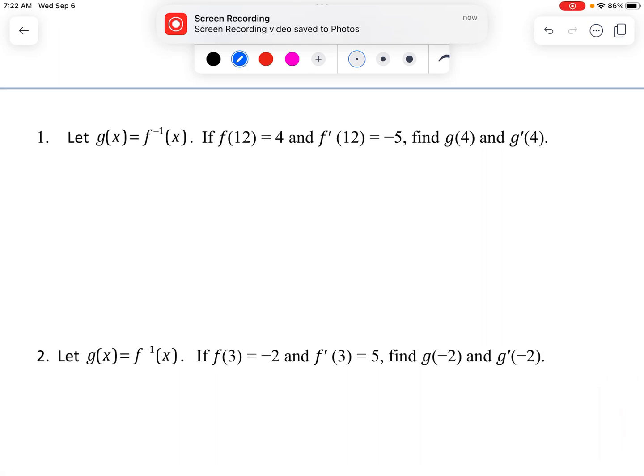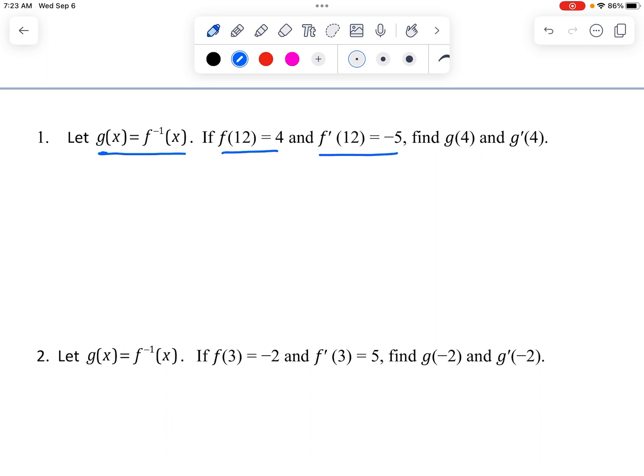Okay, so let's take a look at a couple problems dealing with derivative of inverses. So again, let's just call g of x the inverse of f. And I give you a point on f. I give you the derivative of f at that point. I want to find g of 4 and g prime of 4.